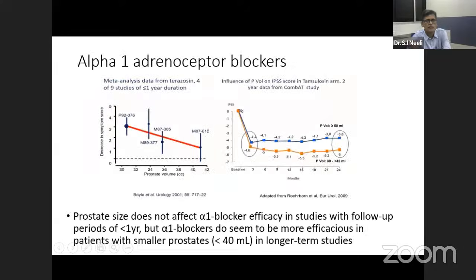Now, in the meta-analysis by Boyle et al., they showed that if the patient is severely symptomatic or when the prostate volume is more, the alpha blockers act very well. The symptom score comes down, and it has a sustained effect even after prolonged treatment. The prostate size does not affect the alpha blocker efficacy in studies done for less than 1 year. But when it is done for a longer duration, the efficacy is more sustained in those having smaller prostates.